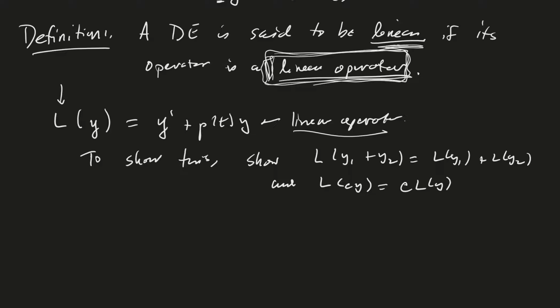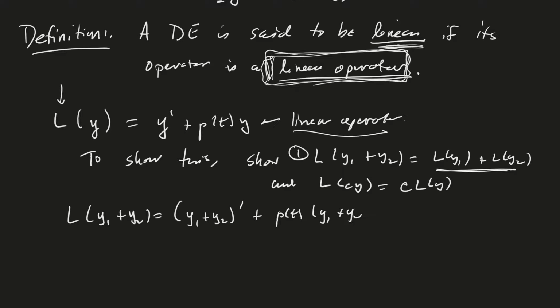Let's show one of them. Which one's harder to show? Maybe the sum is harder to show. We'll show this one. So L of y1 plus y2, and we're going to show that it's equal to the sum of the operators. That's going to be y1 plus y2 prime plus p of t times y1 plus y2. That's what the operator does to a function.